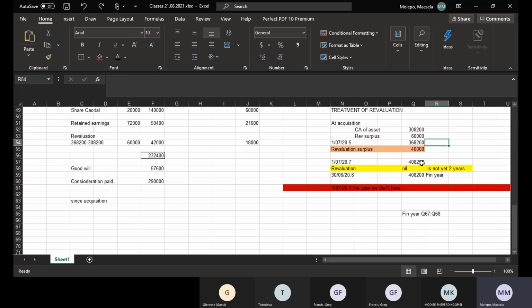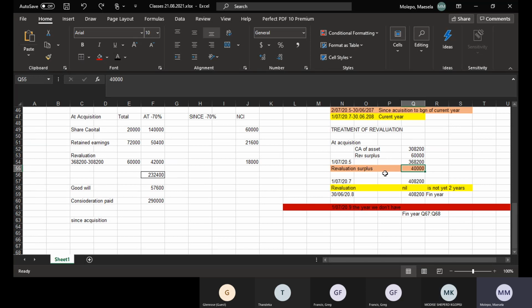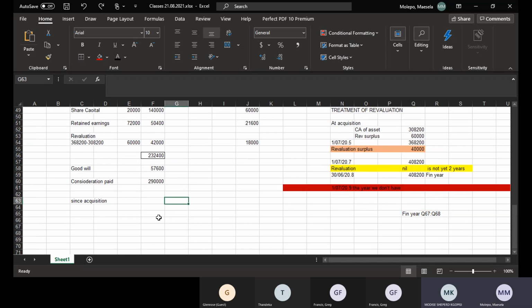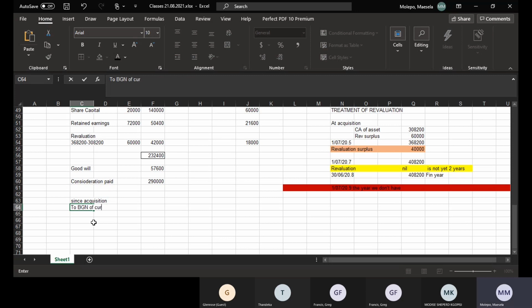So the difference between the 368 and the 408 will be the 40,000, and this 40,000 will fall under since acquisition to the beginning of the current year, because it was done in the prior year, not in the current year. Because in the current year, there was no revaluation to be done yet. Okay, makes sense. So on our since acquisition to the beginning of the current year, so here it will be to the beginning of current year.